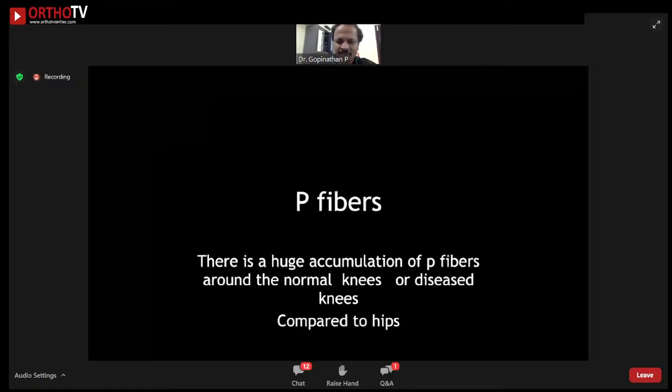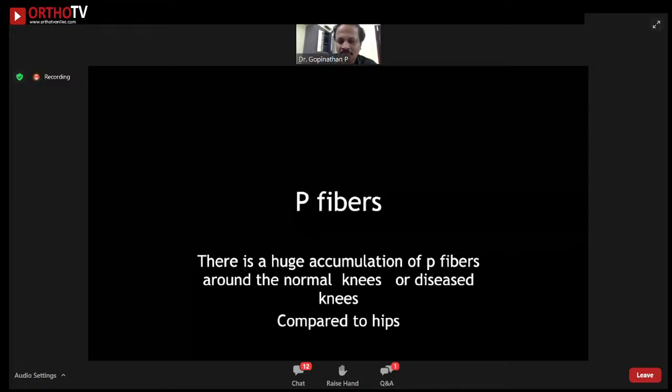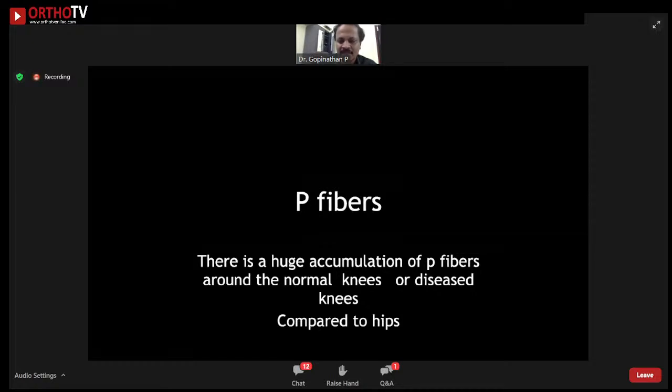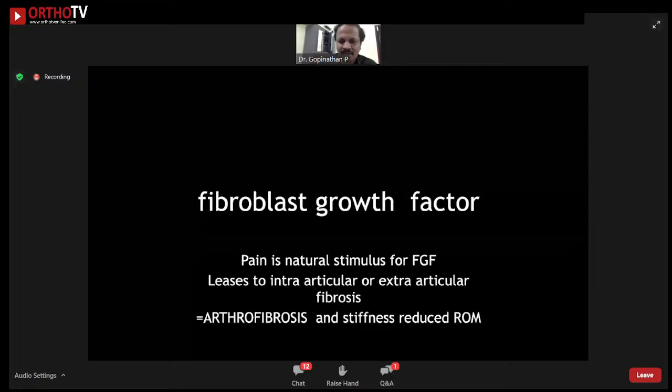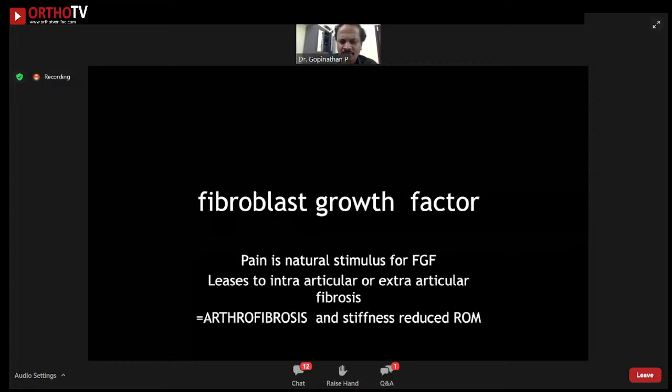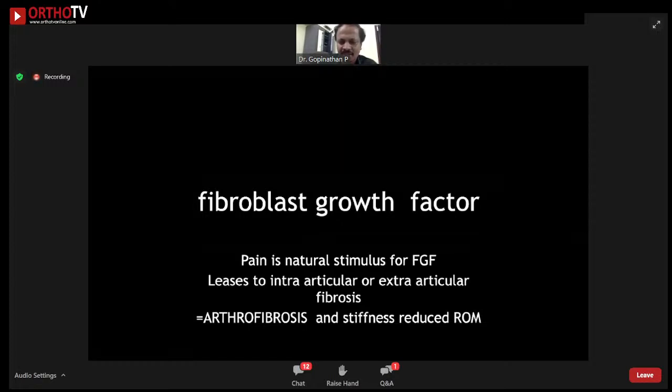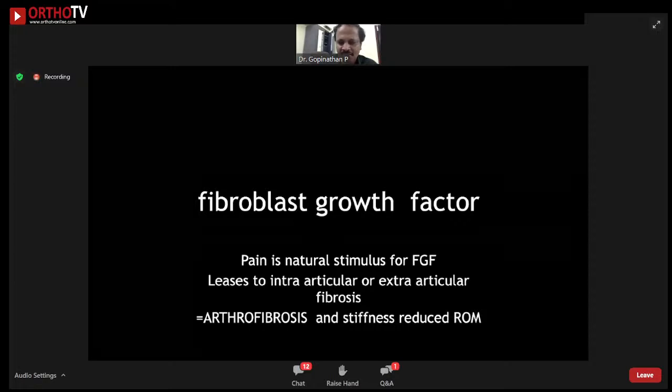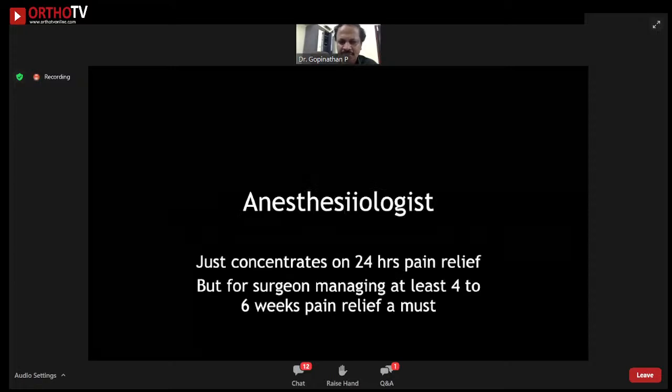There is a huge accumulation of pain fibers around the normal or diseased knees compared to the hips. So TKR is a more painful surgery in the postoperative period than THR. Pain induces fibroblast growth factor proliferation, and the fibroblast growth factor leads to a lot of fibrosis in the intra-articular and extra-articular region. This leads to arthrofibrosis, stiffness, and reduced range of motion.